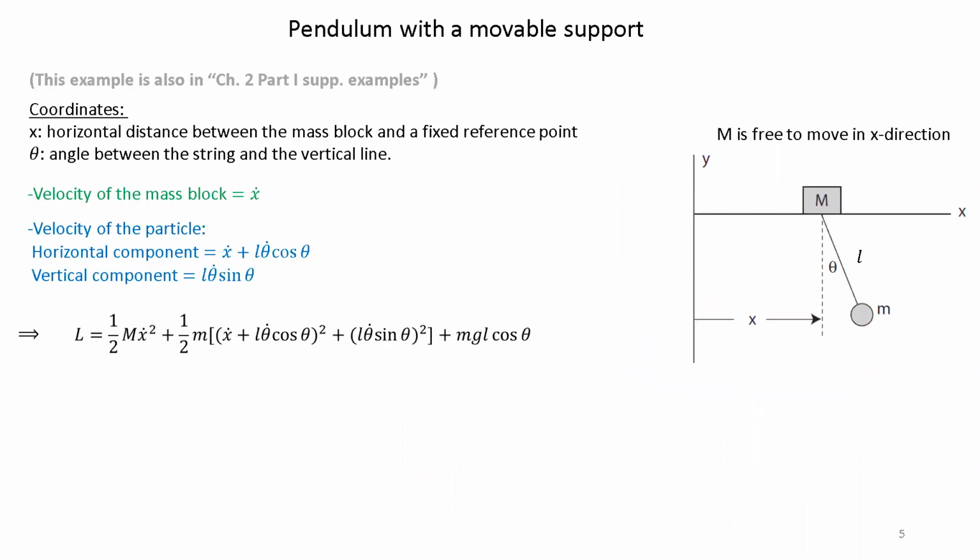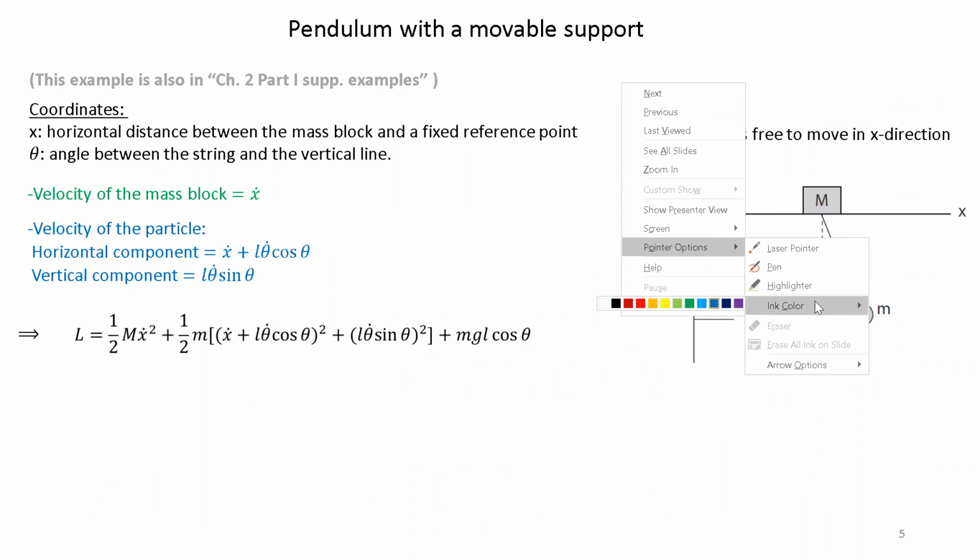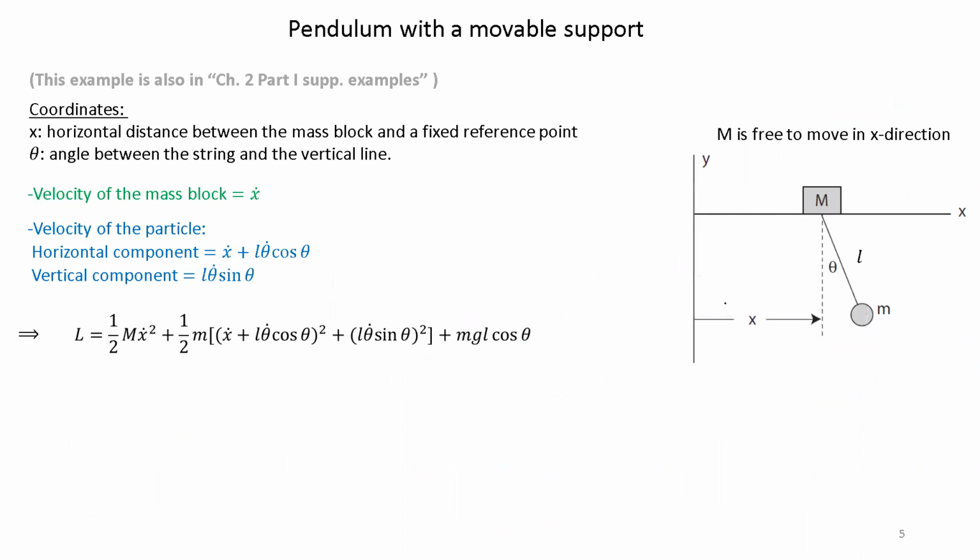Remember this one? The pendulum with a movable support. I'm going to show you how this one behaves like the earliest example that we talked about. Remember, we have this example, just 2 masses and 1 spring. I'm going to show you how this one is similar to this one.